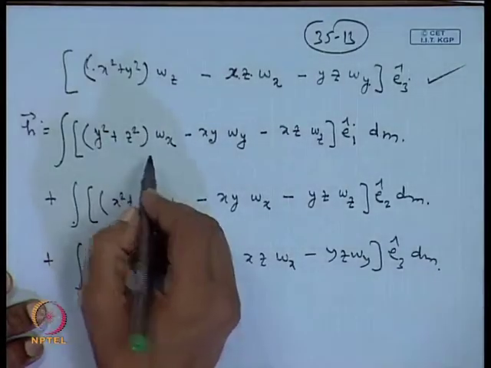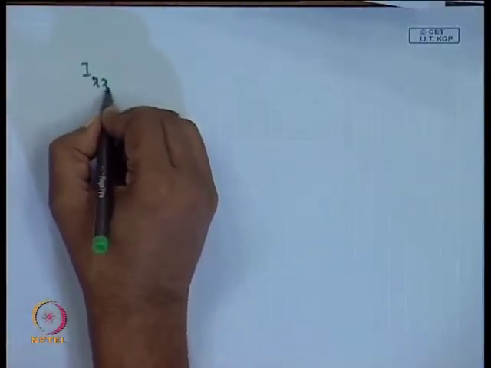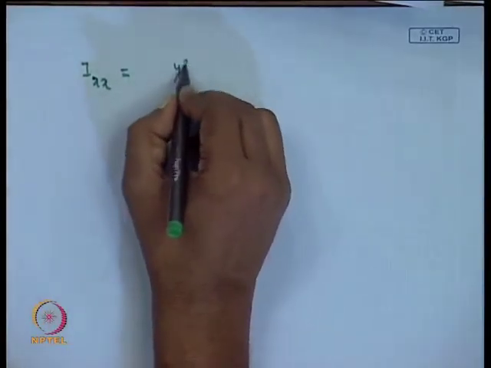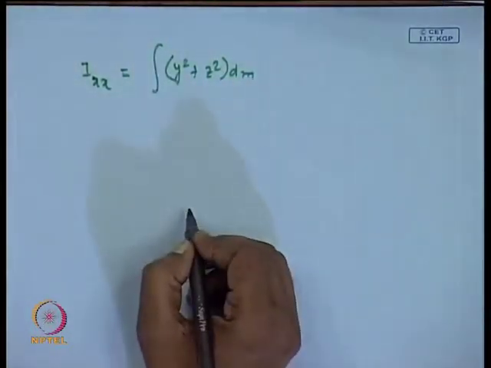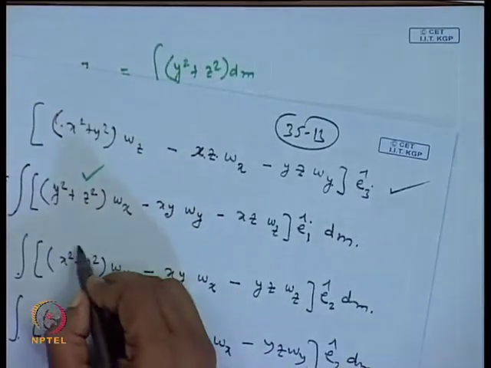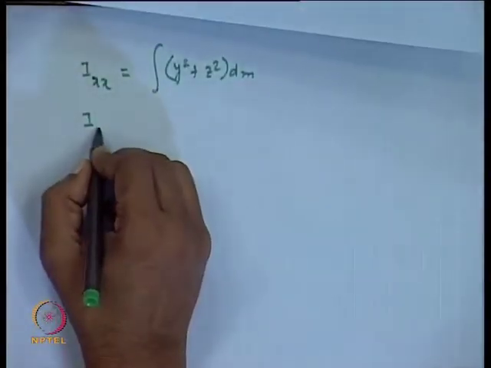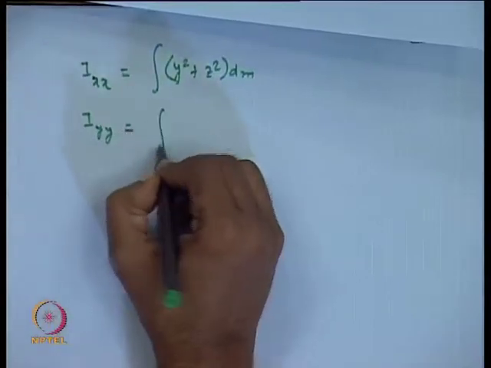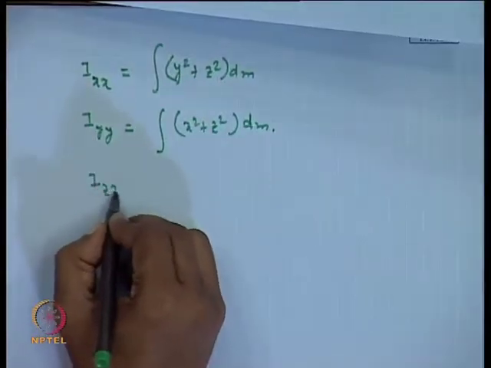Now, the quantities which are present here, you can easily identify them. So, you can write I x x equal to y square plus z square d m, integration over the whole body. Similarly, you can write, so this is the first term we have picked up. This is the second term. So, this is x square plus z square. So, this is the term which indicates I y y, x square plus z square times d m. Similarly, I z z, this is this term.